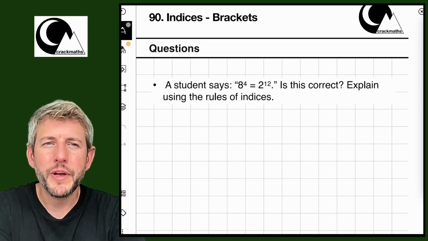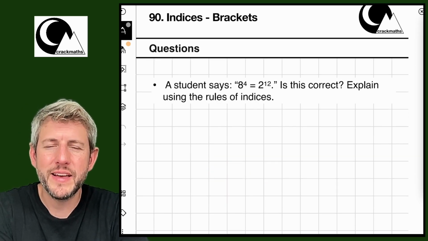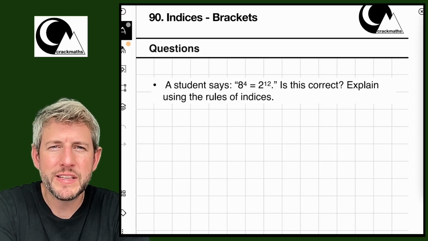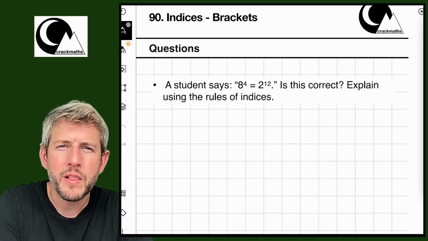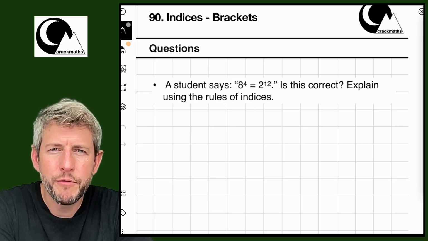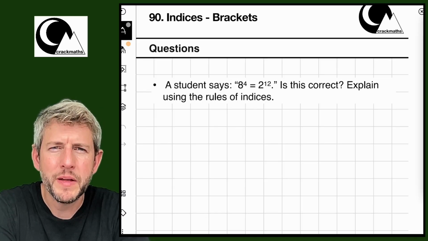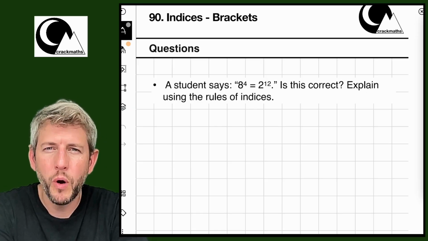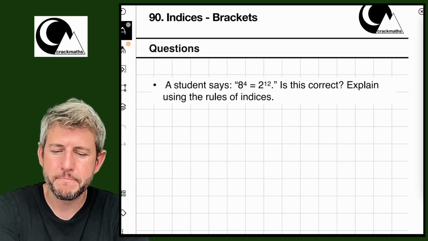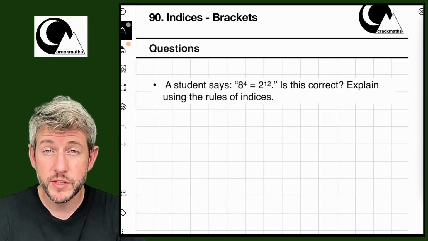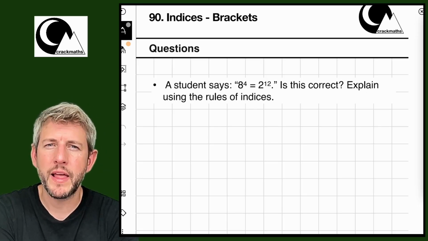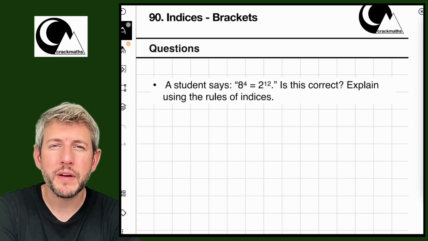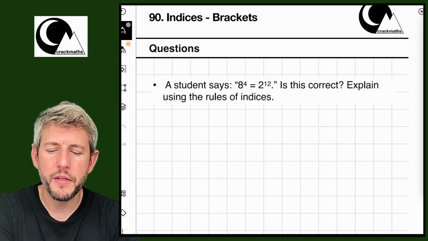Okay, here we go. We've got one last question here, and this is one of your nice types of questions where it is like an explain why this is wrong, explain why this is right. A student says that 8 to the power of 4 is the same as 2 to the power of 12. Is this correct? Explain why using the rules of indices. So basically they want us to rewrite 8 to the power of 4 as a power of 2 and find out if these are the same.